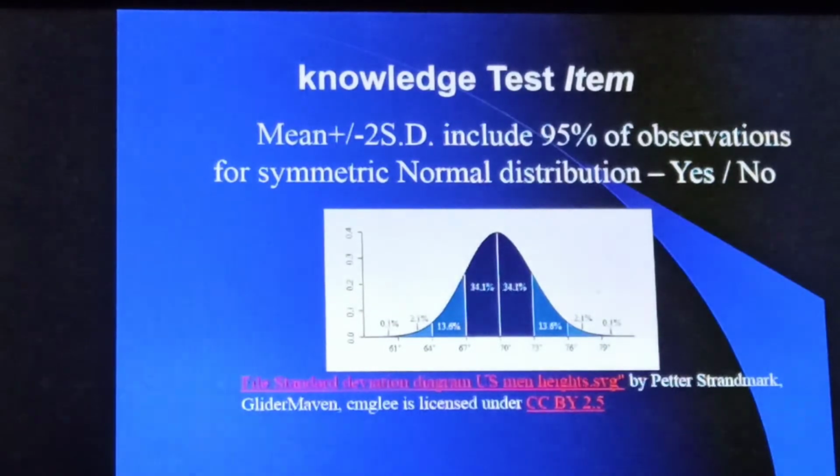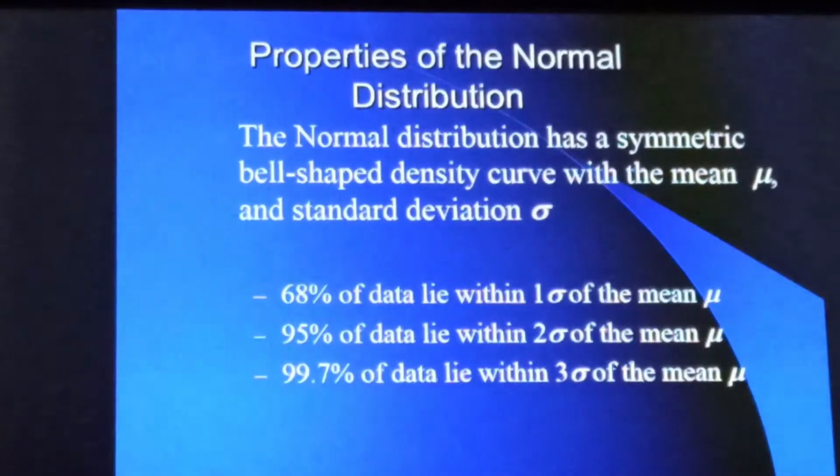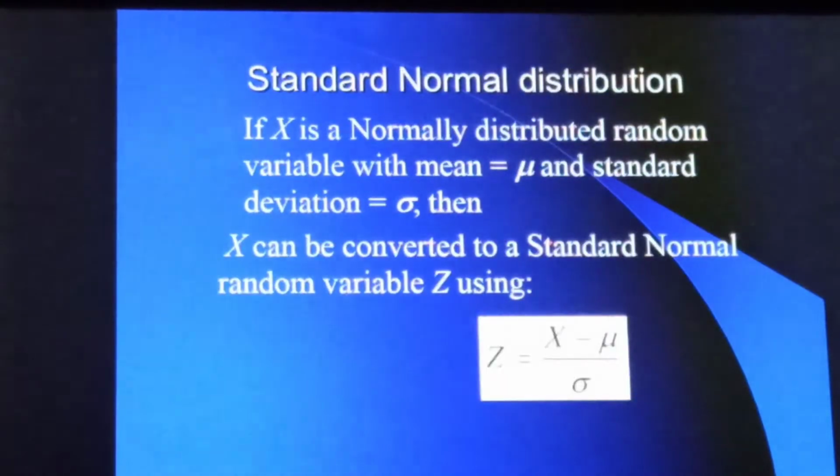The properties are spelled out here. Mean plus or minus 1 standard deviation covers 68% of the data, 2 times standard deviation covers 95% of the data, and 3 times standard deviation covers 99% of the data. These properties are very much useful.